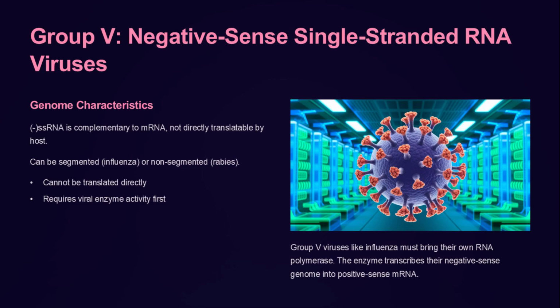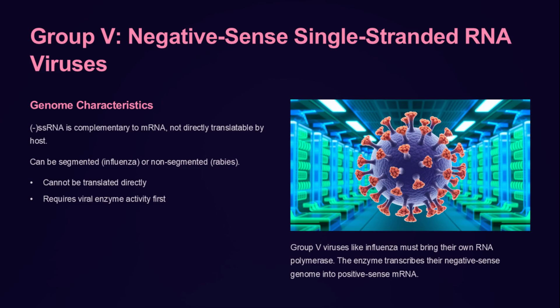The genome of group 5 viruses, like influenza, is made up of negative sense single-stranded RNA. This means the RNA is complementary to the mRNA that the host cell would normally use for translation. The viral genome cannot be directly translated by the host cell. It first requires the activity of the virus's own RNA polymerase enzyme. The RNA polymerase transcribes the negative sense viral genome into positive sense mRNA that can then be translated by the host cell. Some group 5 viruses, like influenza, have segmented genomes, while others, like rabies, have non-segmented genomes.